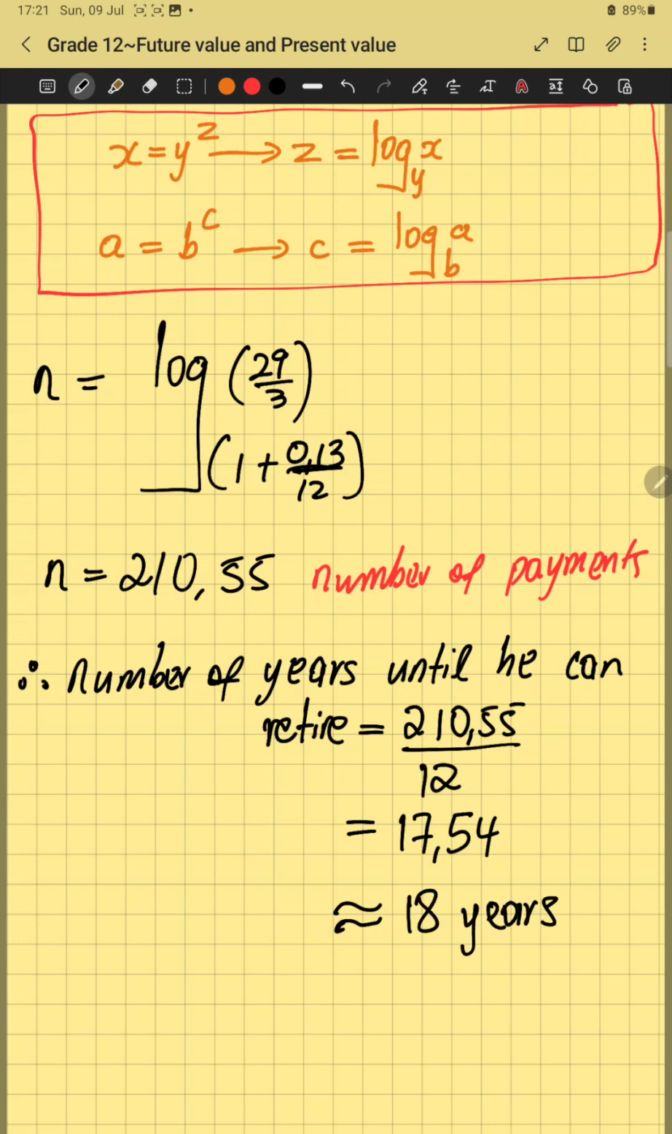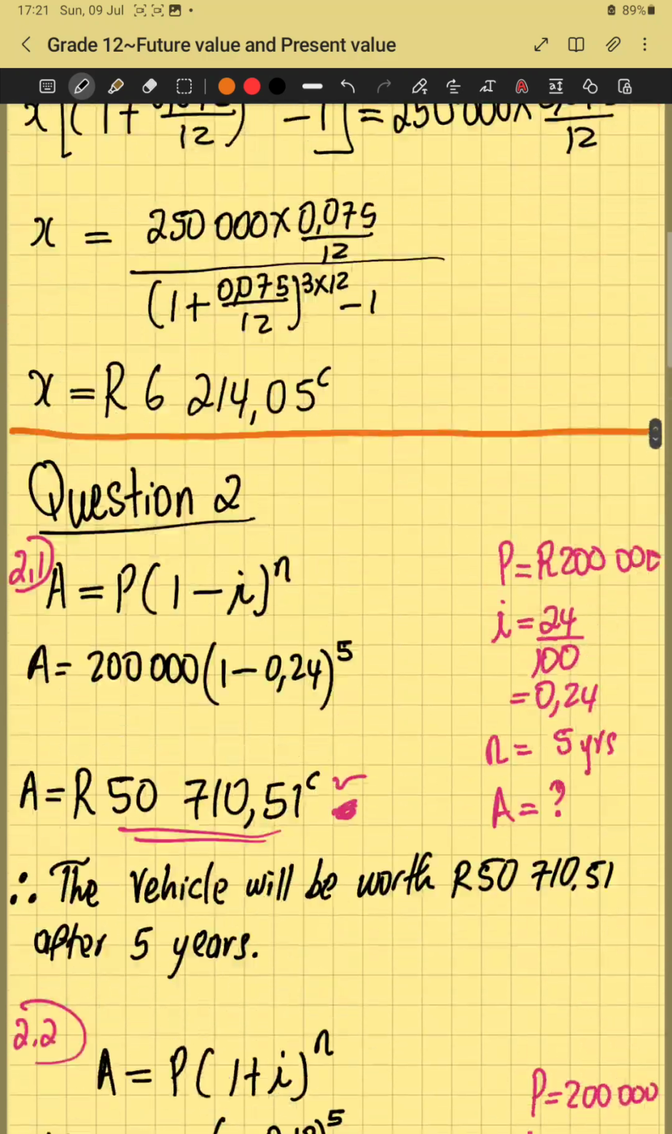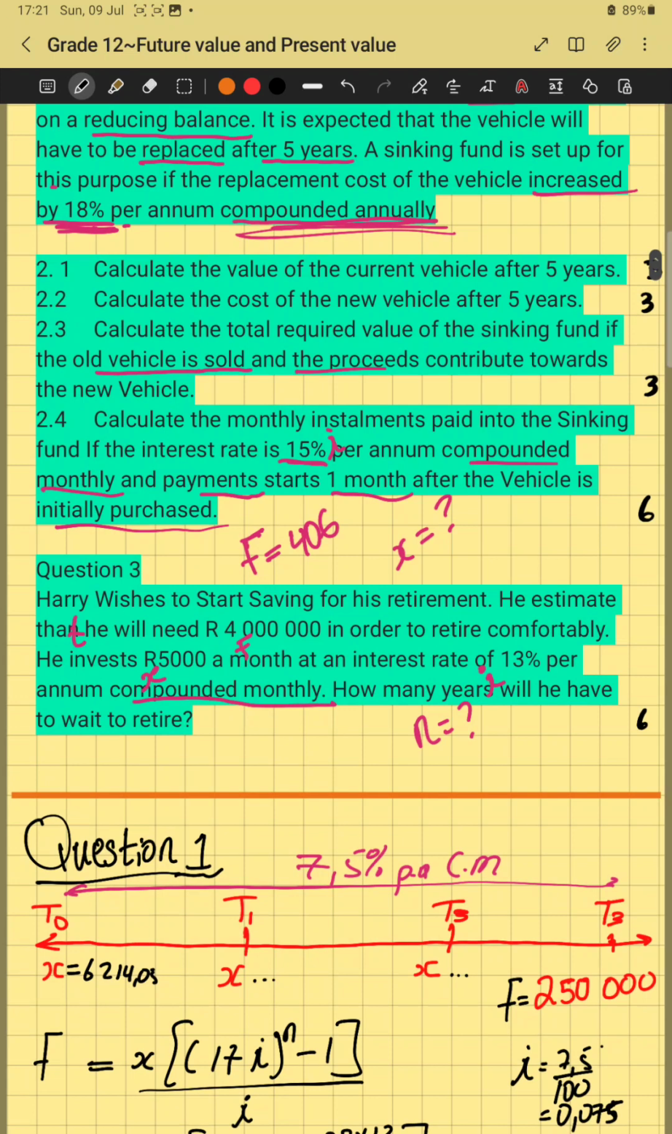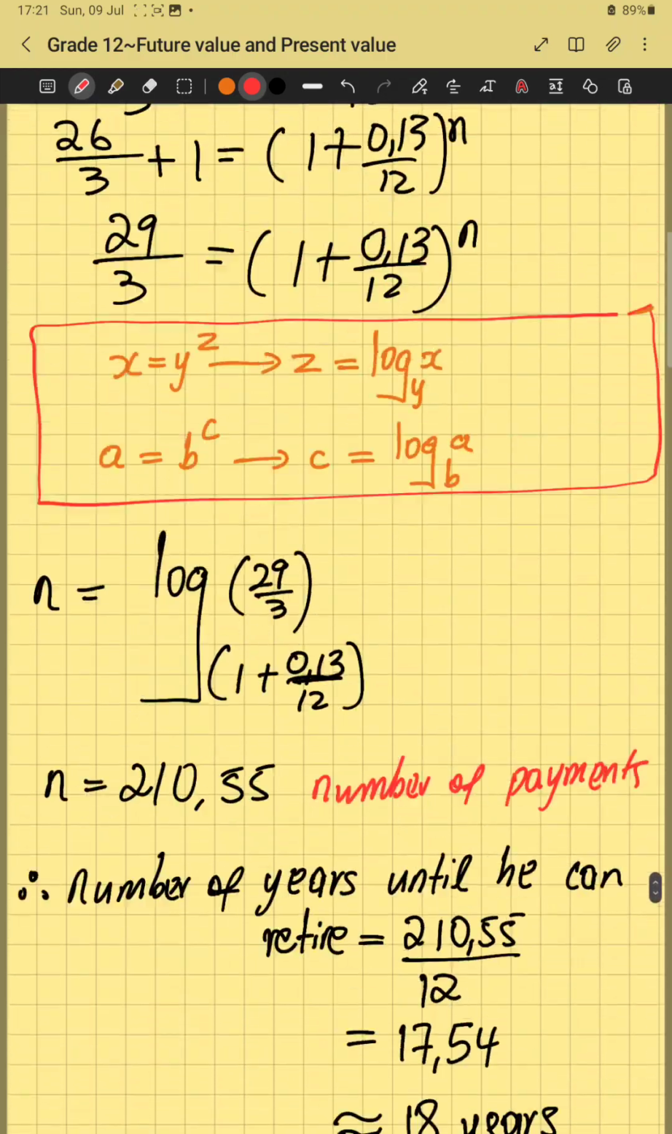years. All right, so that means Harry has to wait. That is the number of years here. So we've just got the number of years, 18, so he has to wait a period of 18 years to retire comfortably. Thank you so much, guys. Thank you so much. We are done now.